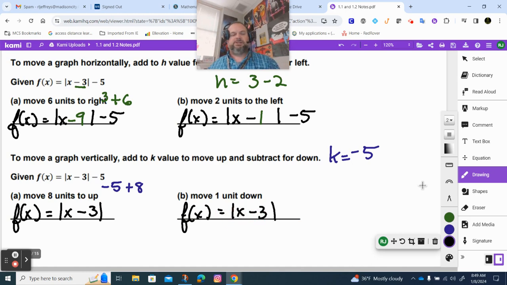Okay, oh, sorry, I cheated. I just kind of did this a little bit. All right, so what is -5 plus 8? Yeah, 3. It's the same thing as 8 minus 5. So +3. Okay, I'm going 1 unit down. So that's -5 minus 1. What is negative 5 minus 1? Negative 6.